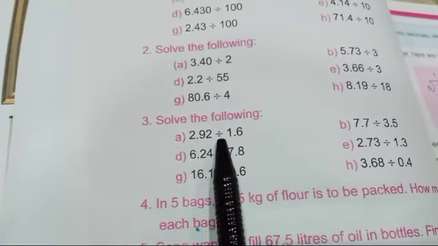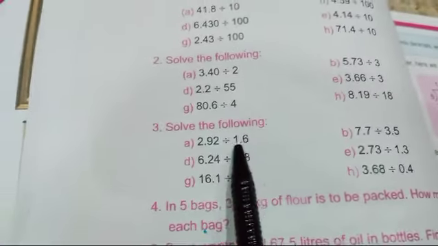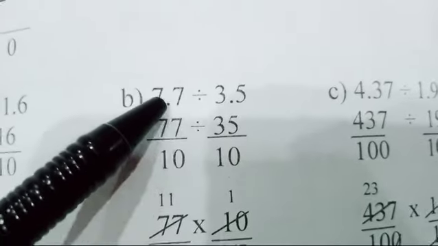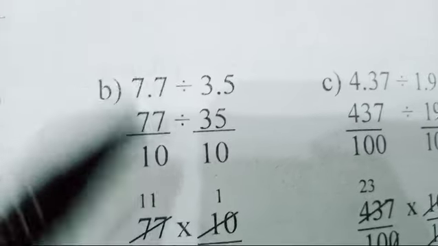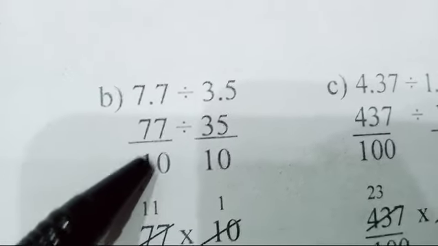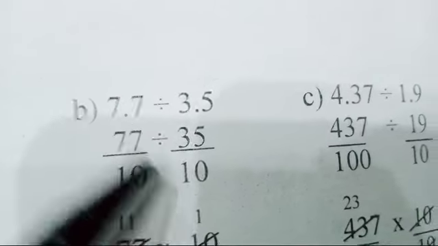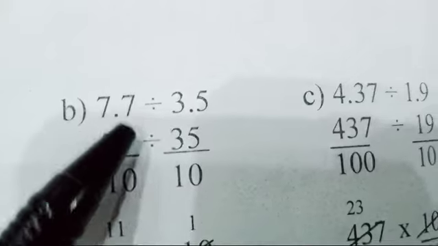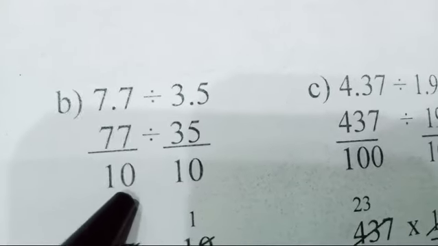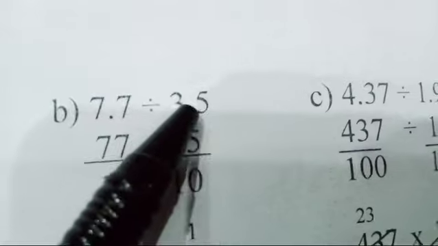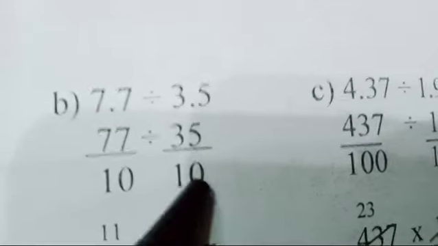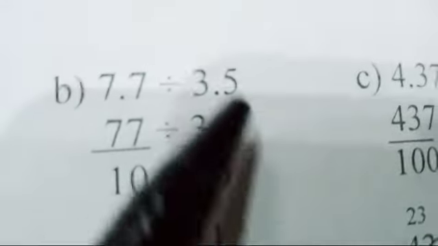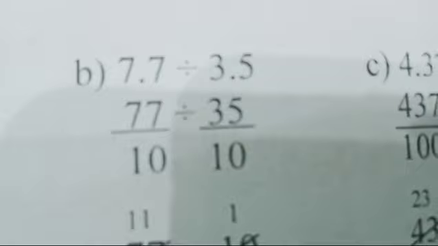Question 3 is dividing a decimal with a decimal. How to divide a decimal with a decimal? We will remove the decimal. How to remove the decimal point? By placing 1 in its place and adding 0 to the right digits. There is 1 digit after the decimal point, so we will place 1 0. The same is the case here, 1 in place of the decimal point and 0 for the next digit, so it becomes 77 over 10 and 35 over 10, so the decimal is removed.